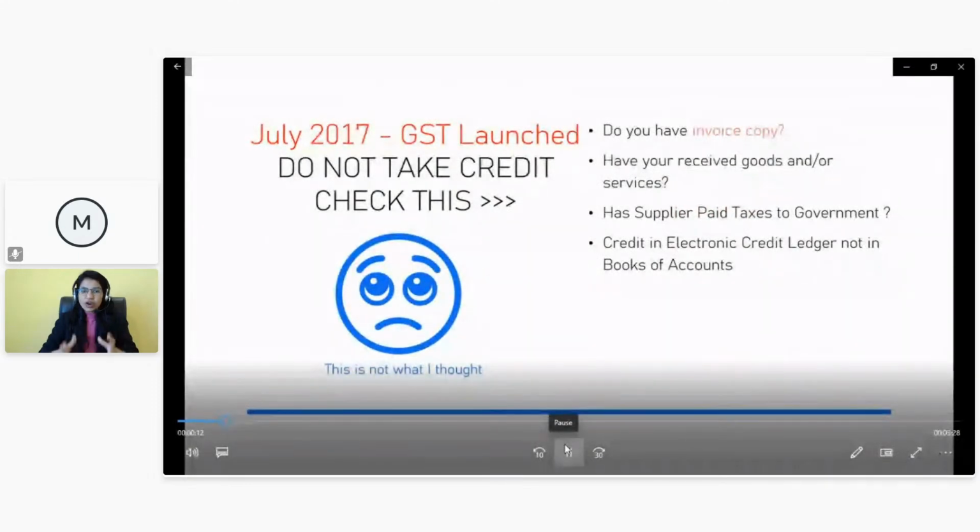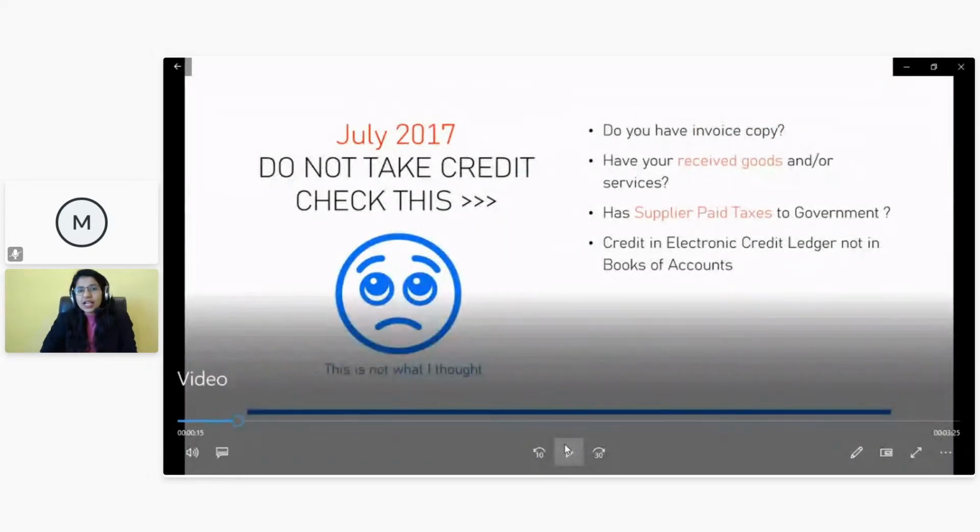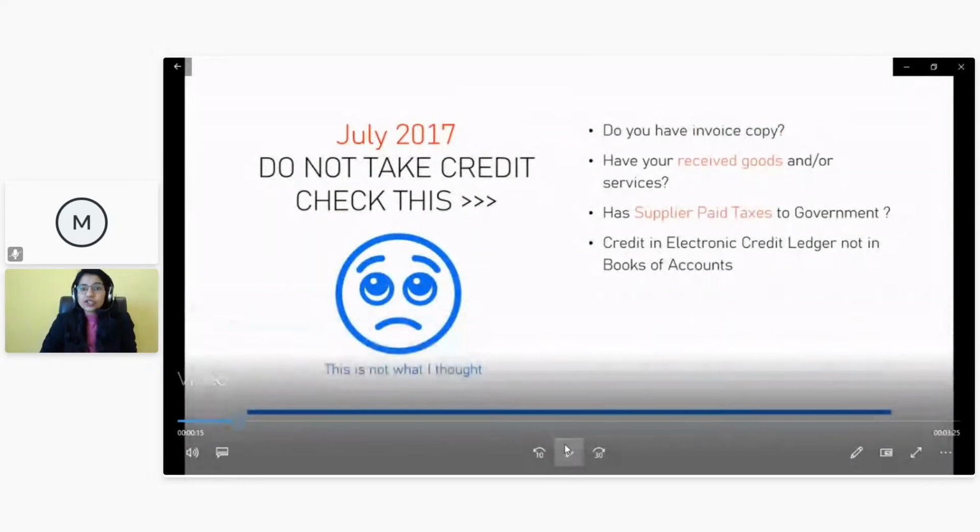GST was launched, but they have kept certain conditions. When we are saying conditions, there is Section 16, which talks about some conditions for even claiming ITC. And what exactly are those conditions? They clearly say, do you have an invoice copy? If you don't have a valid tax invoice, you can't claim ITC. Which is, I think, genuine also, that you should have a proper document with you for even claiming ITC.